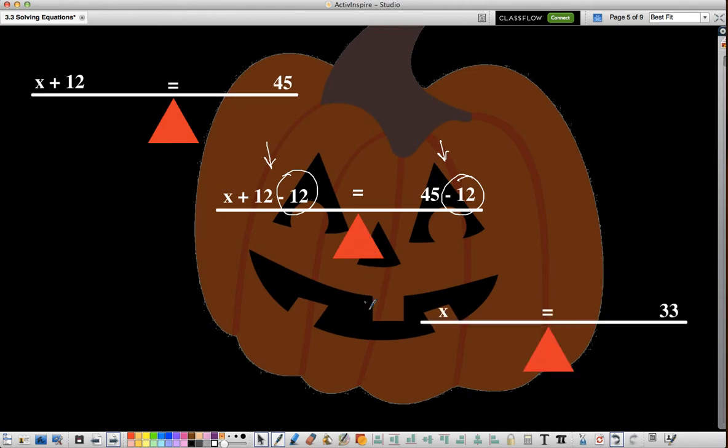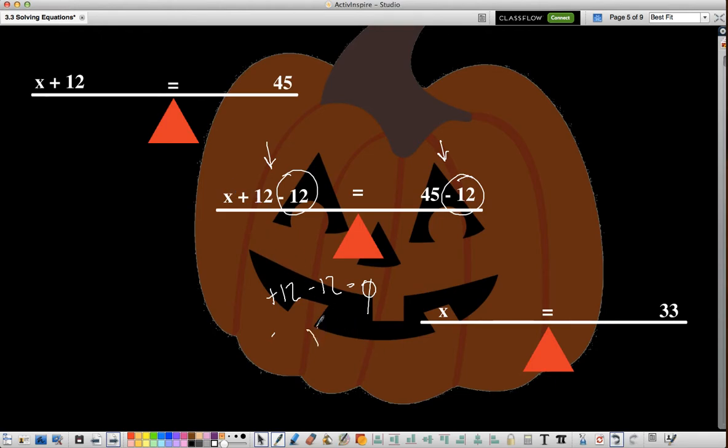So we subtract 12 from both sides, which when you do plus 12 minus 12, that ends up getting you to 0. So again, look at it with trick-or-treating. If you get 12 pieces of candy, but then you give away 12 pieces of candy, you end up with 0 pieces of candy.